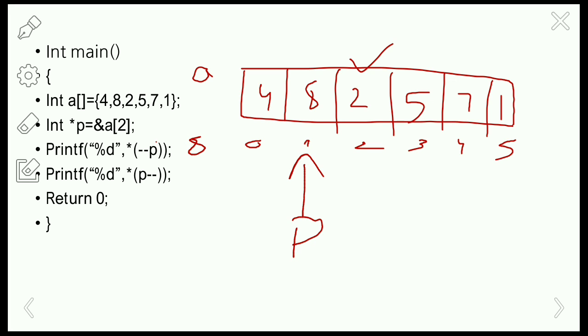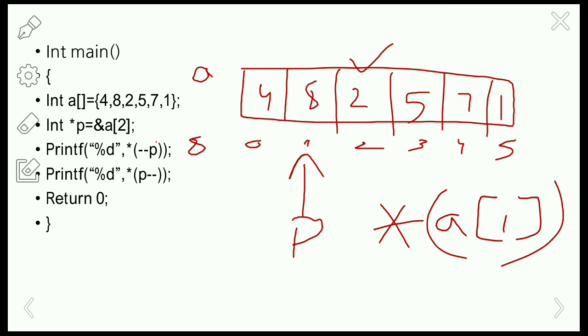So the next statement, printf %d comma value at P post decrement. Post decrement means that after considering the value, we have to decrement the pointer P. So what is the P position here? It is pointing to A of 1. And what is the value at A of 1? 8. So it will print the value 8 here.